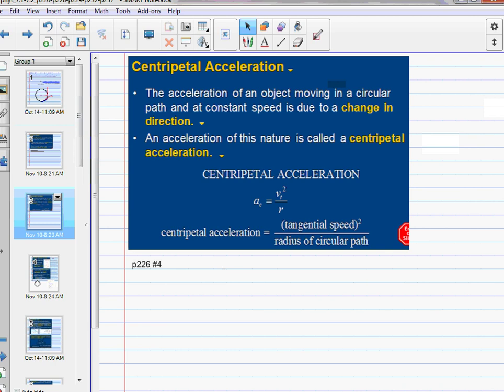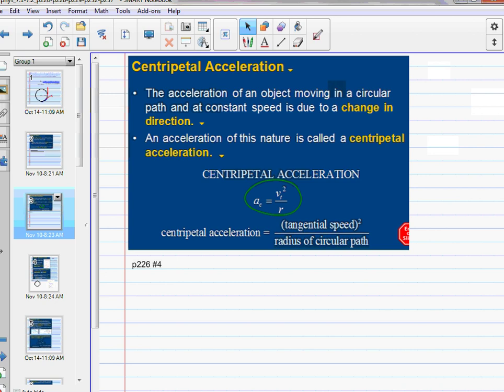So let's look here at centripetal acceleration. The acceleration of an object moving in a circular path at a constant speed is due to the change in direction. So it's accelerating simply by changing direction. An acceleration of this nature is called centripetal acceleration, and here's our first formula for the new chapter. Centripetal acceleration, a sub c, is tangential speed squared divided by the radius of that circular path.